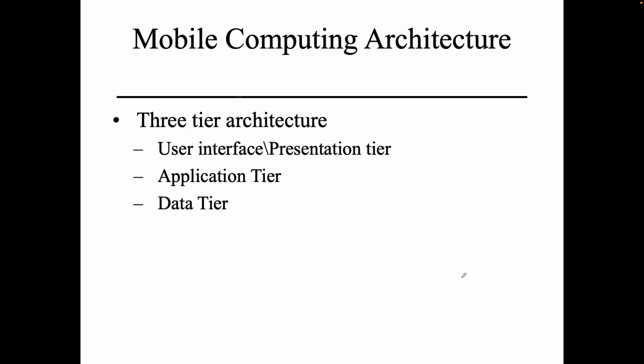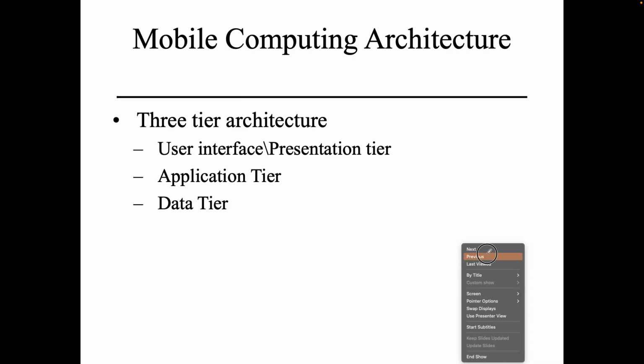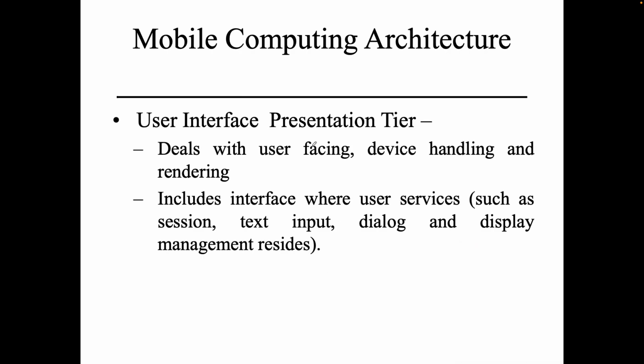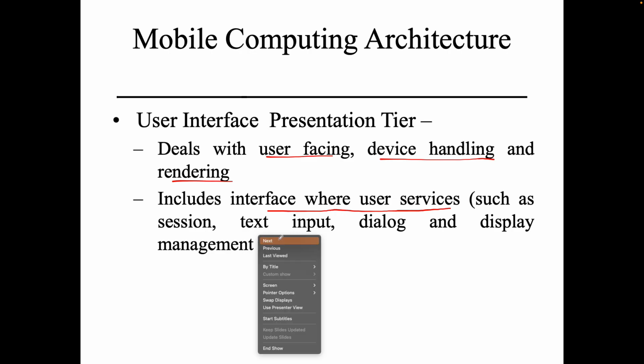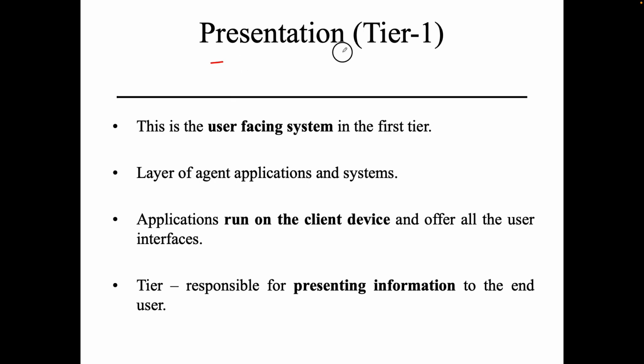Mobile computing architecture. Three-tier architecture: user interface or presentation tier, application tier, data tier. Mobile computing architecture has three tiers, which was just explained. The user interface presentation tier deals with user-facing device handling and rendering. It includes the interface where user services such as session, text, input, dialogue, and display are provided, wherever the user can interact with the data. Presentation tier 1.